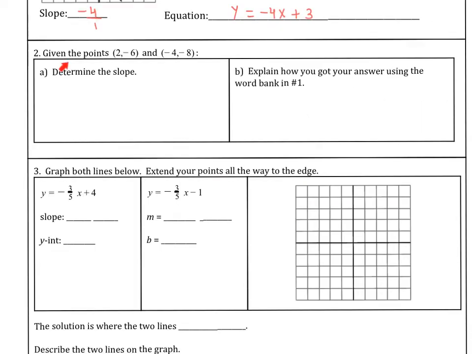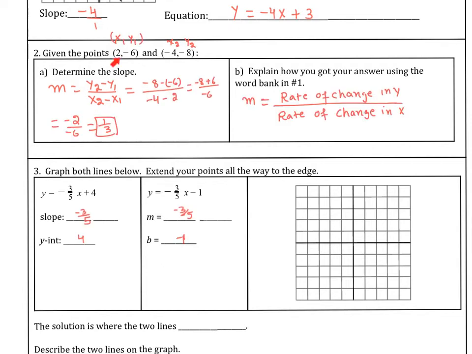Question number 2. Given the points 2, negative 6 and negative 4, negative 8, determine the slope. So the slope formula is m equals y2 minus y1 over x2 minus x1. And in this case, x2, y2 is this point, x1, y1 is the first point, this one. So I'm going to use the formula for rate of change of y divided by rate of change in x. In other words, it's y2 minus y1 divided by x2 minus x1.